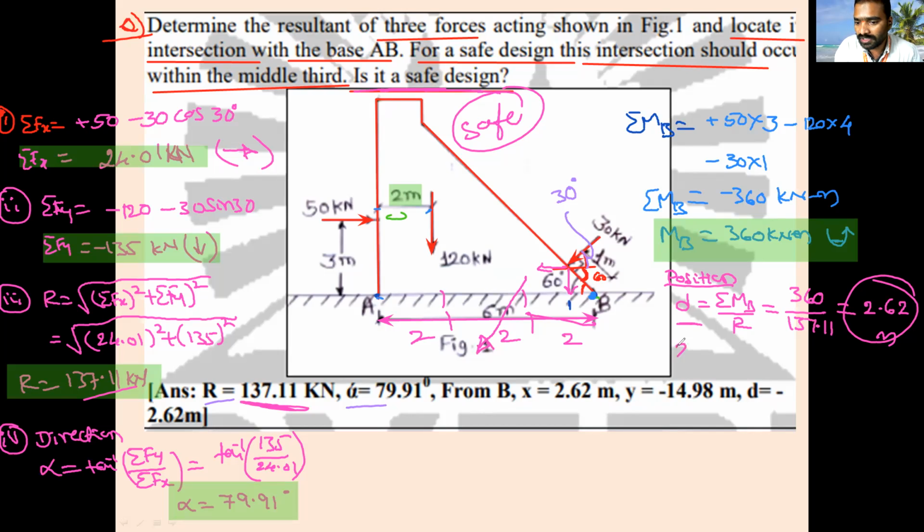You can calculate x-intercept and also y-intercept. So x-intercept is equal to sigma M_B upon sigma F_y, and also you can calculate the y-intercept. Our main intention is to determine whether the dam is safe or not. Is it clear, everyone? Yes, sir. Okay, read all the things. Sir, x-intercept 2.6 or y-intercept 14.9. Yes, correct.